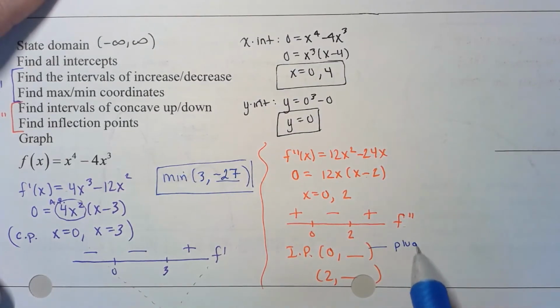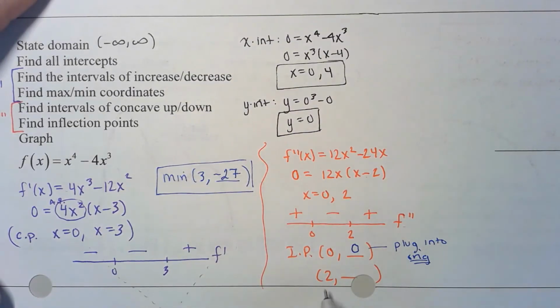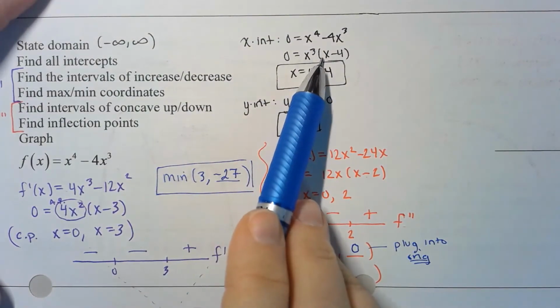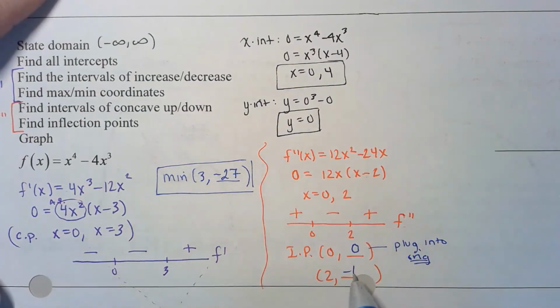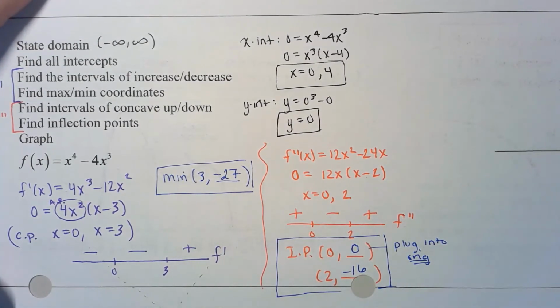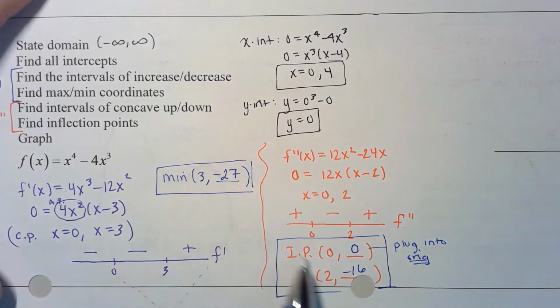Remember, to find y values, we plug into the original function. Well, if I plug in a 0, we already did that. We got a 0. And if I plug in a 2, 2 minus 4 is negative 2. 2 cubed is 8. So that gives me a negative 16. I'm going to box these in because these are also points on the graph. So I have intercepts, which are points on the graph. I have another point, and I have another point. 0, 0 is actually both my x and y intercept.